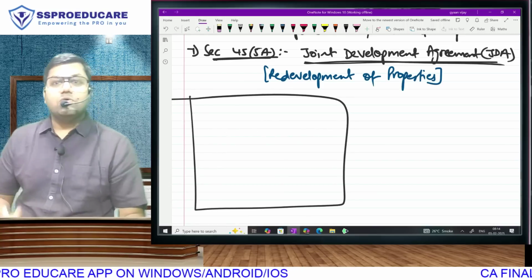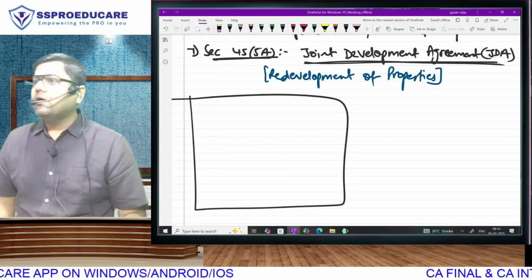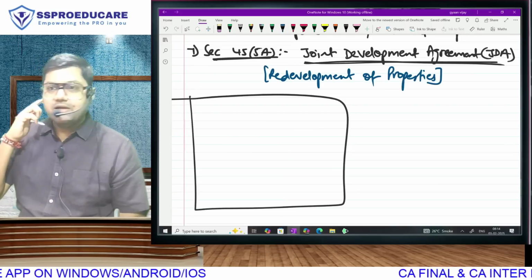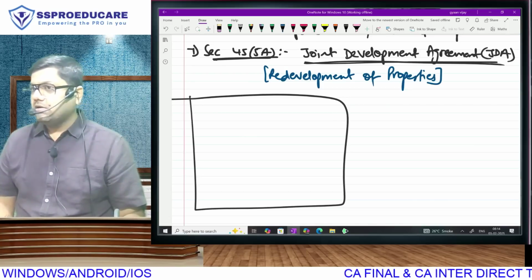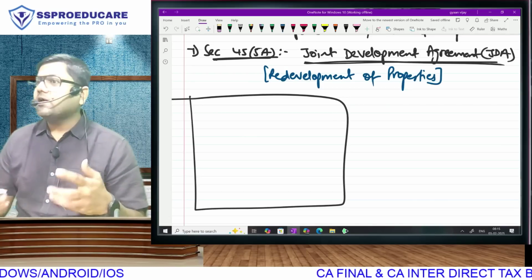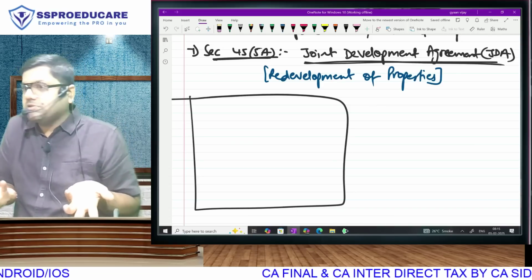Your developer will give you an option. Give me your land, and I will construct a building. Believe me, the building in which I live was on land owned by a particular person. He wanted to sell it. Prime area of South Mumbai, he wanted to sell it, but nobody has so much money.